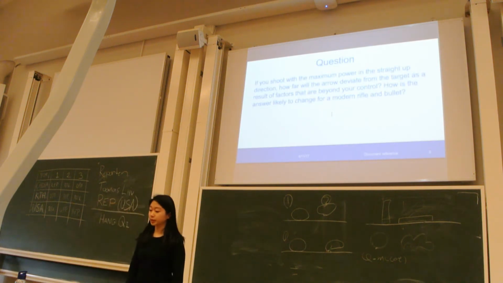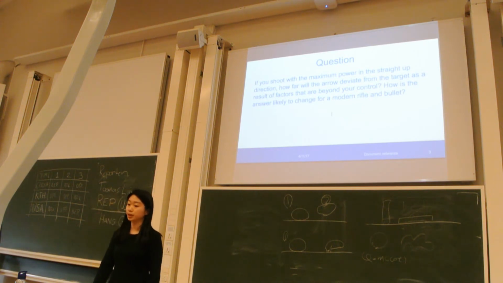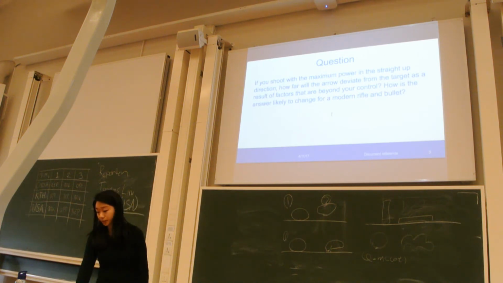Suppose we have a very good archer, and he can shoot the arrow vertically up at maximum power, and he can take wind speed and Coriolis force into account. What would be the maximum deviation from the target given all the uncontrollable factors?